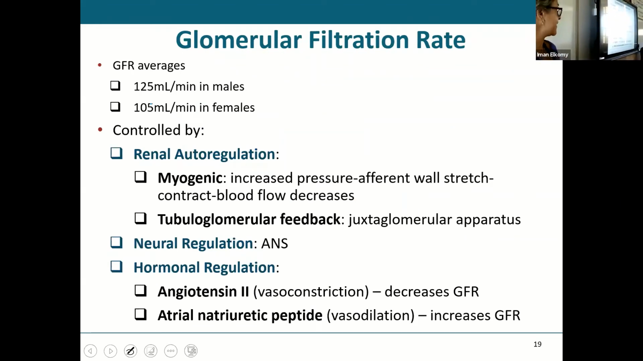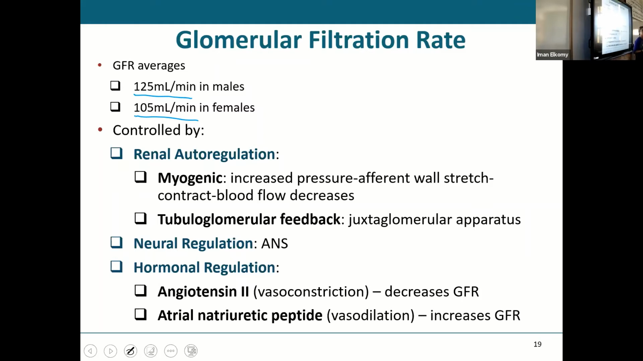Okay, so we know the kidneys have to keep a stable glomerular filtration rate. We know what determines glomerular filtration rate, what affects it. How does the kidney, or how does our body keep a stable glomerular filtration rate? First of all, let's learn our standards. So average in males is 125 milliliters per minute. In females, it is 105 milliliters per minute. That means that at any given minute, I can measure a male's glomerular filtration rate, and I should get 125 milliliters of filtrate.